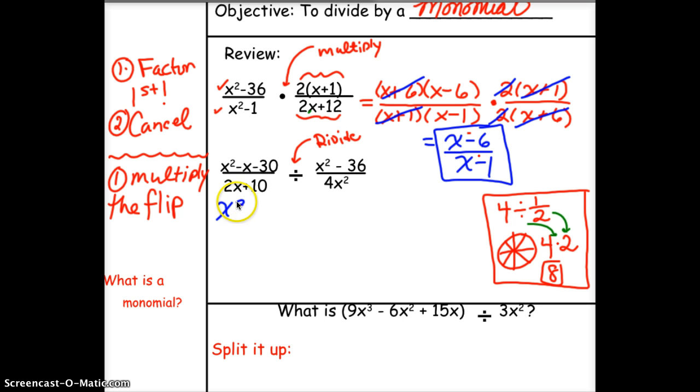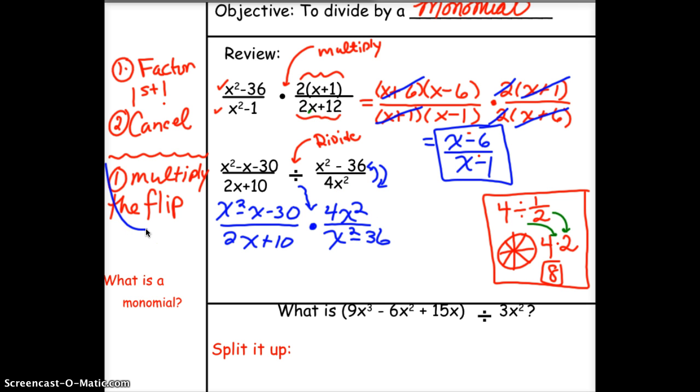First thing we do is a simple rewrite. We rewrite the top, we rewrite the bottom. Then we multiply by the reciprocal. So I'm just going to take and flip this fraction over. Then I'm at a multiplication problem. So I go right up to the top and I don't start canceling. I factor first.